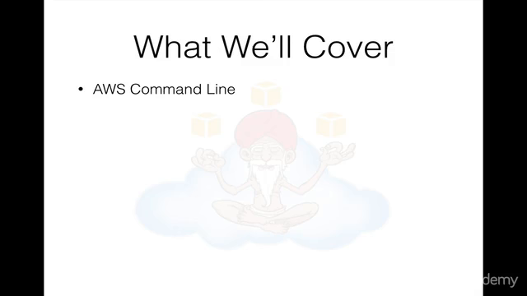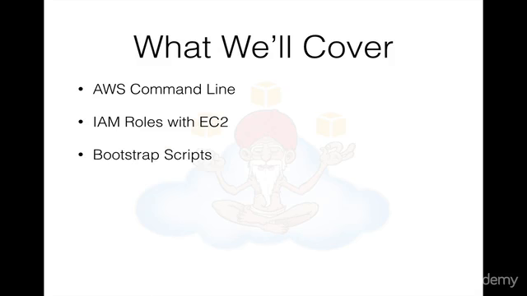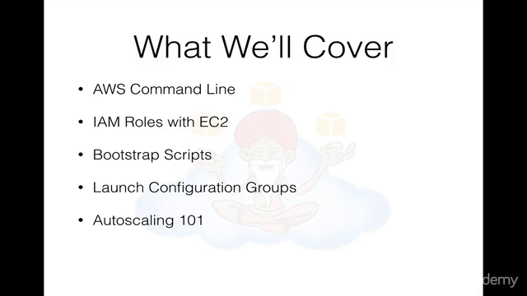Then we're going to start with the AWS command line, and we're going to look at identity access management roles with EC2. So if you remember in one of the last sections, we created an S3 role, and we're going to assign that to an EC2 instance and then access S3 buckets. We'll even create and delete S3 buckets from the command line. So that's actually lots of fun. Then we're going to look at bootstrap scripts and launch configuration groups, which is a precursor to autoscaling. So we're going to look at how we do autoscaling.